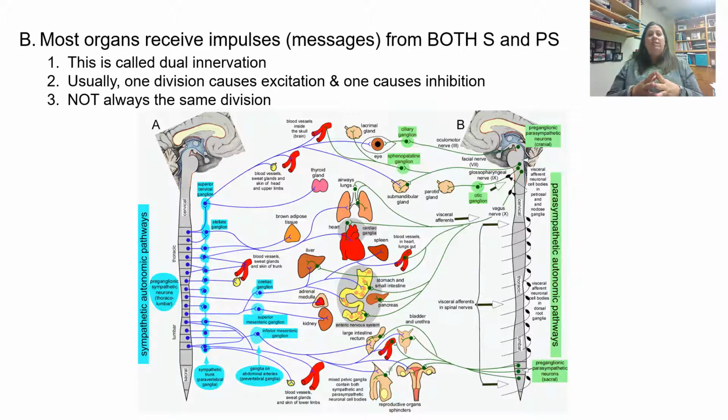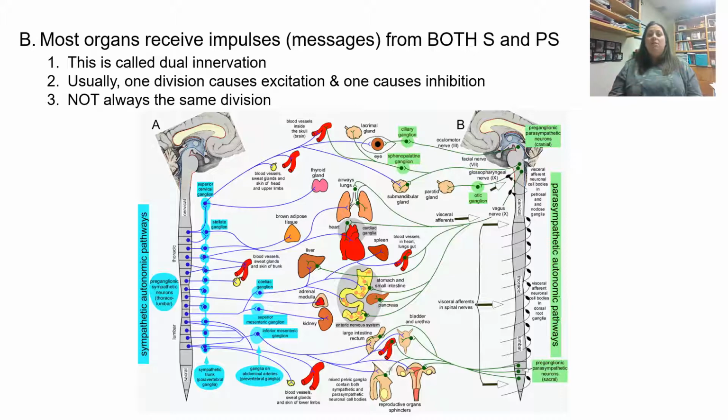So let's just use kind of an example. With the heart, the sympathetic is going to excite the heart and make it beat faster, whereas the parasympathetic is going to inhibit the heart and cause it to slow down. Now with digestion, the sympathetic is going to decrease digestion, but the parasympathetic is going to increase digestion.